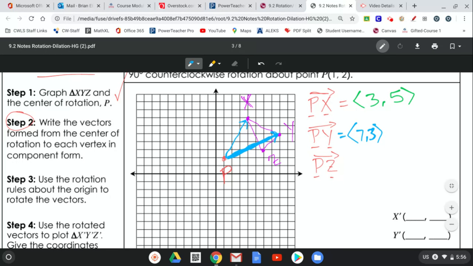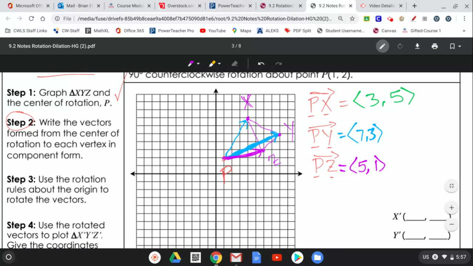And the last one would be PZ. Let's switch colors here. So P to Z, that vector right there, writing it in vector component form. I count, I go 1, 2, 3, 4, 5 in a positive x direction and 1 up. There we go. So what we're going to do is, like I said before, use those rules that we have for rotating around the origin.